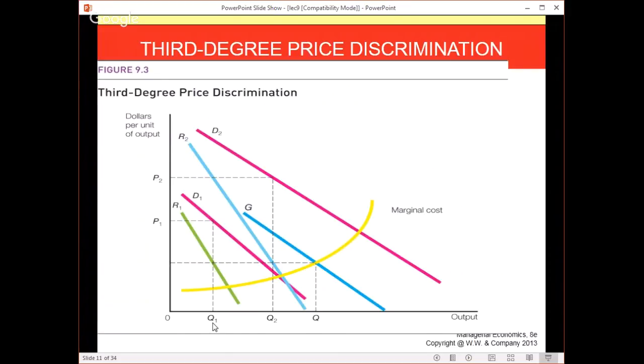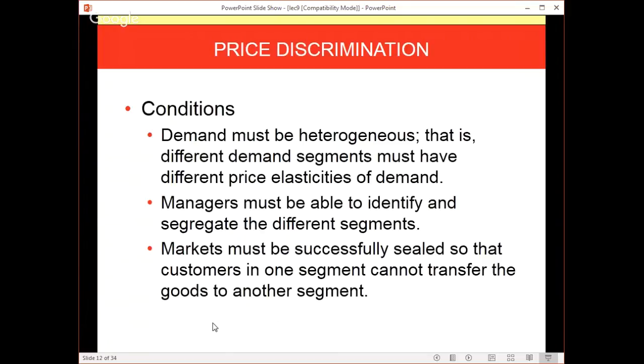Okay. So what are the conditions that have to be met for this type of price discrimination? Well, we have to have different demands, first of all. It has to be heterogeneous. That is, different demand segments must have different price elasticities. The manager must be able to identify and segregate the different market segments. And the market must be successfully sealed so the customer in one segment can't transfer the goods to another segment.